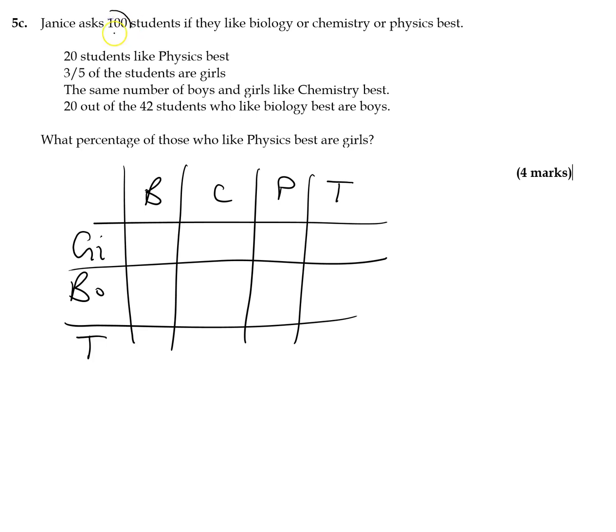Now, first of all, we know there's 100 students. So we put 100 in the total. That's a good start. We know 20 students like physics best. So physics total is 20.